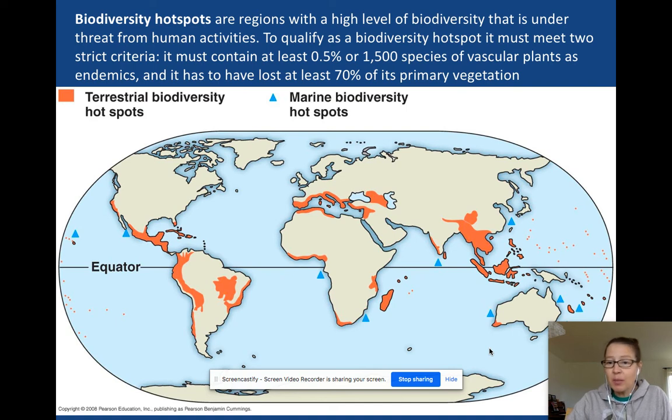And so it's a hotspot because, first of all, it's super biodiverse. It contains a whole bunch of different species, but also it's under a lot of threat. It's lost a lot of its vegetation. You lose the vegetation, you're losing the primary productivity, which could result in more of a collapse. Okay, so that is 5.1.